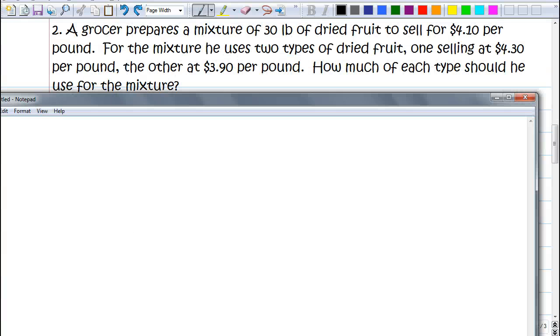Number 2, Carolyn, can you read this for us? A grocery butcher prepares a mixture of 30 lb of dried fruit to sell for $4.10 per pound. For the mixture, he uses two types of dried fruit, one selling at $4.30 per pound and the other at $3.90 per pound. How much of each type should he use for the mixture? That's right. So, Tajwar, how many unknowns do we have? Thank you for reading.